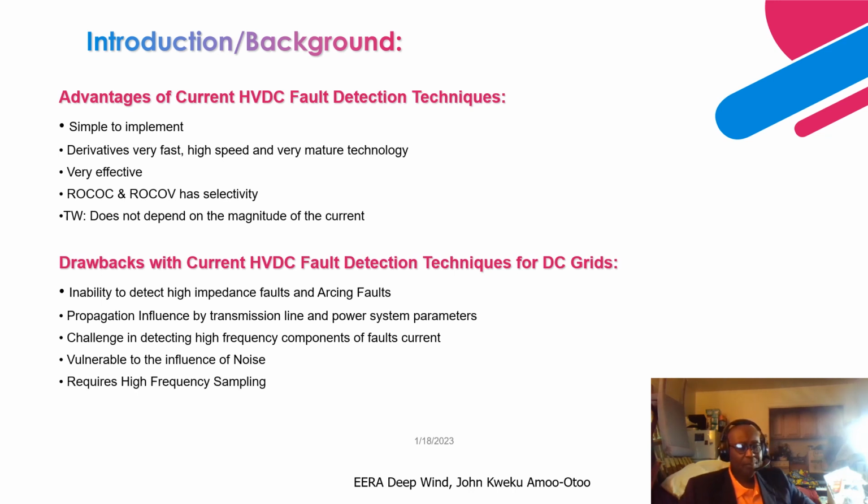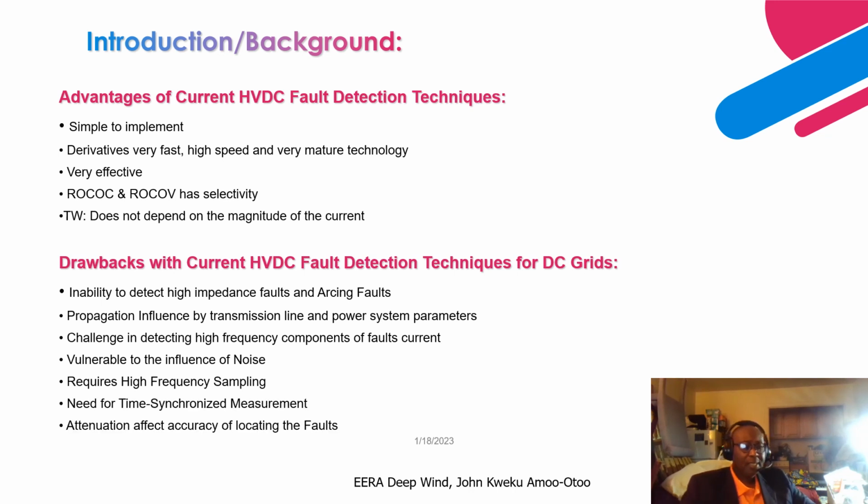Next, these schemes require high frequency sampling, and high frequency sampling translates into cost in terms of building and commercializing a protective relay that can achieve it. Next, it needs time synchronized measurement. That is, it needs global positioning systems on both ends that can timestamp their fault signals.